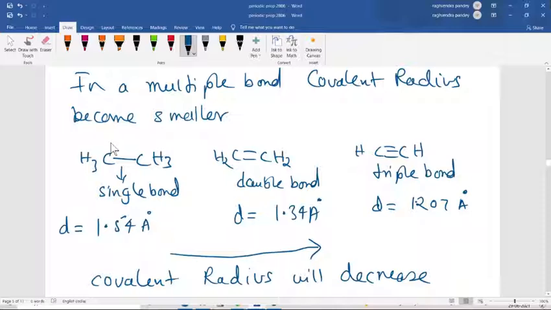Any doubt in this? So that is called the van der Waals or the covalent radius. Because of multiple bonds, from single bond to double bond to triple bond, it will decrease.